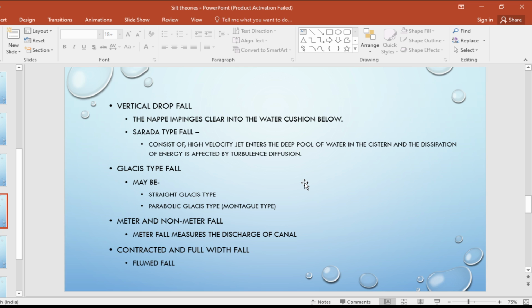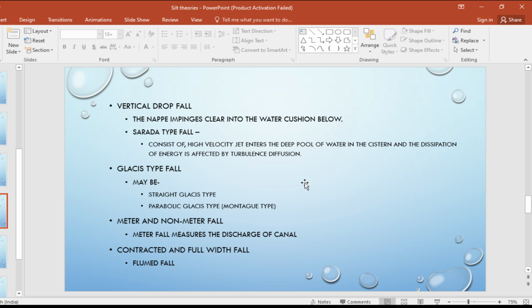The straight glacis fall may be with baffle platform and baffle wall. In such case, the formation of jump takes place on the baffle platform. This type was first developed by Inglis, so it is called Inglis fall. Straight glacis is also called Inglis fall.